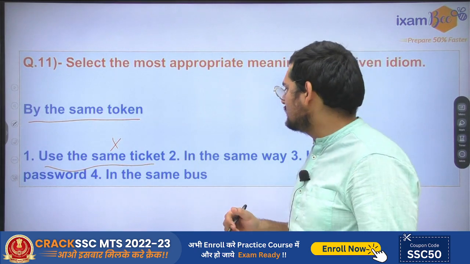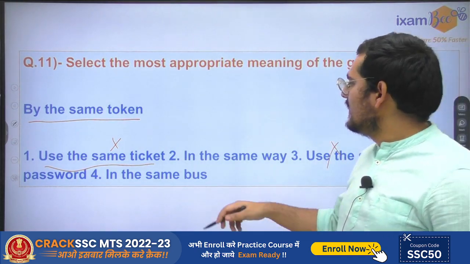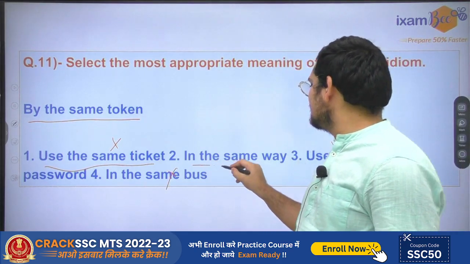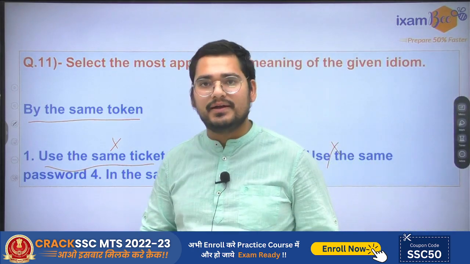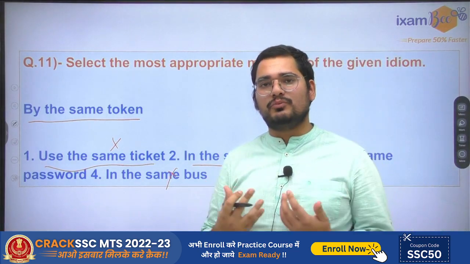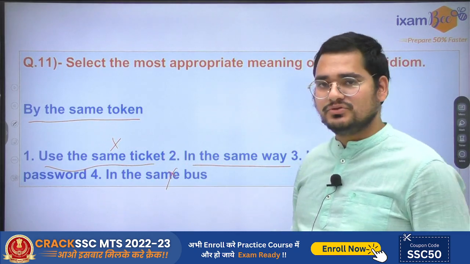So by the same token, use the same password, no. In the same verse, no. Now we have in the same way, okay? So in the same way would be the correct option, where you do something similar, in almost the same manner. So you can use the idiom by the same token.